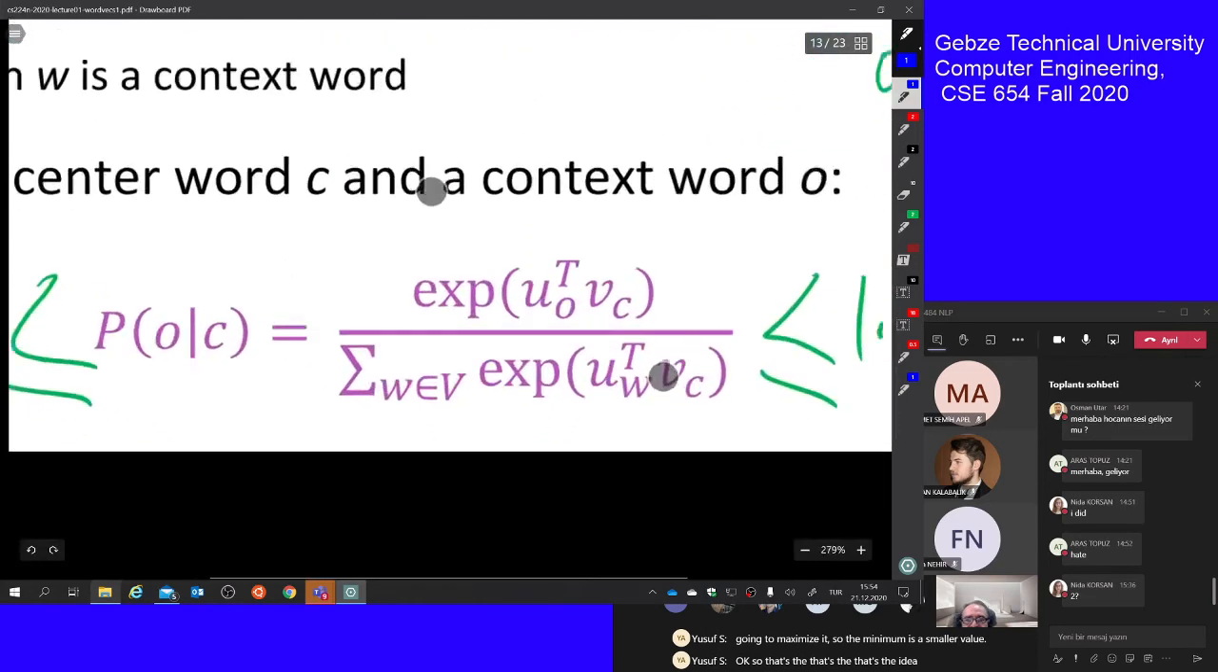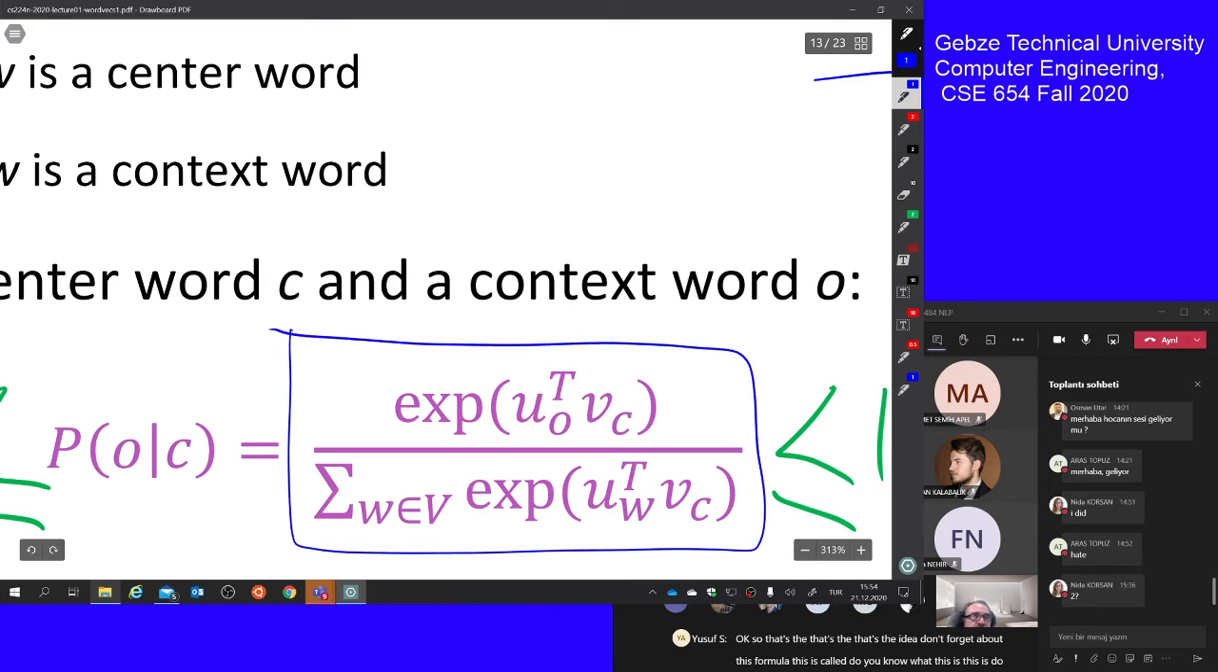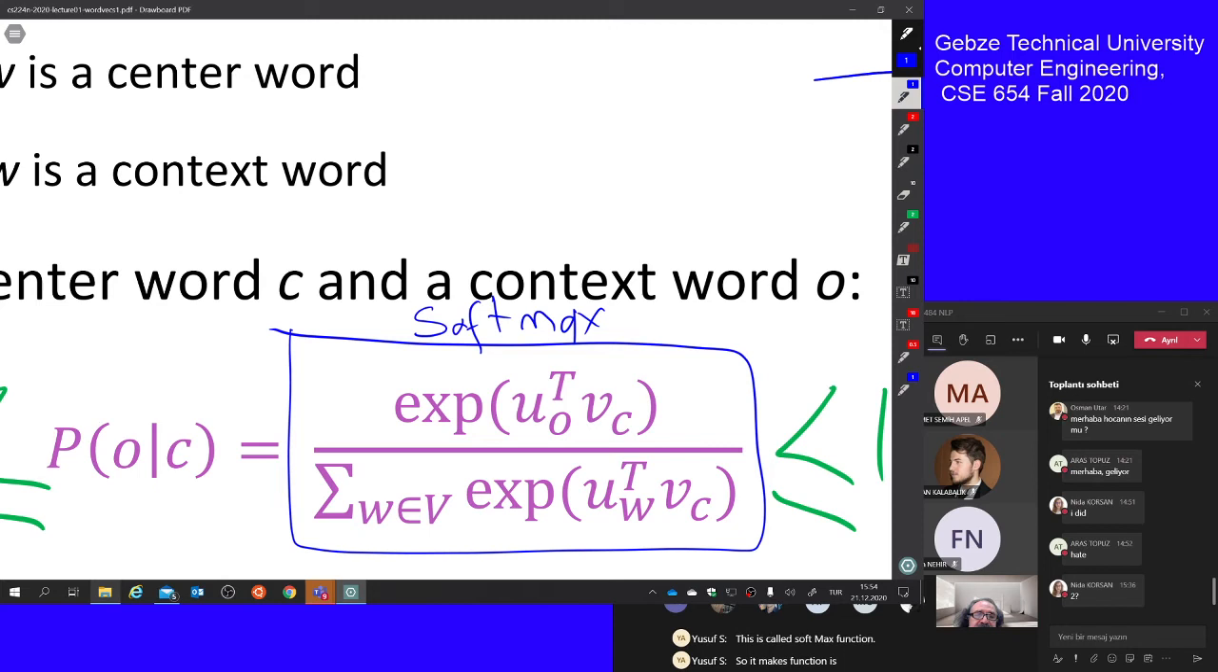Don't forget about this formula. Do you know what this formula is called? Anybody? Anybody took the deep learning class or maybe neural networks? This is called the softmax function. The softmax function is used in many places in neural networks and deep learning. It is used for assigning probabilities to this kind of stuff.